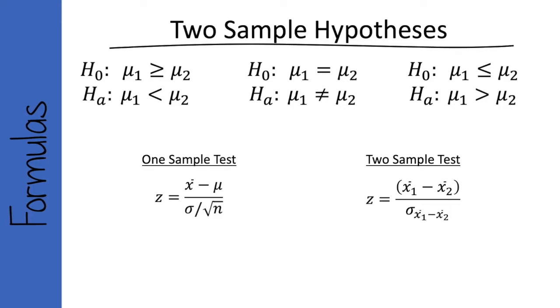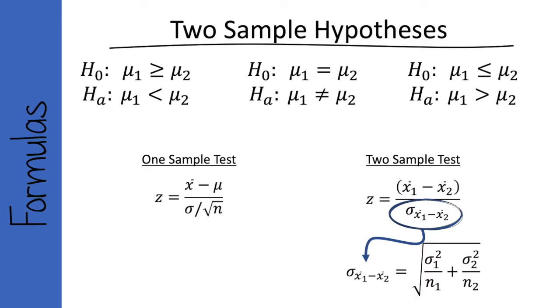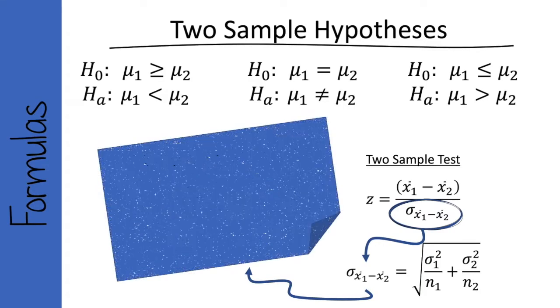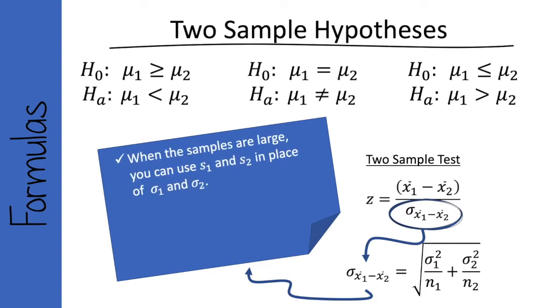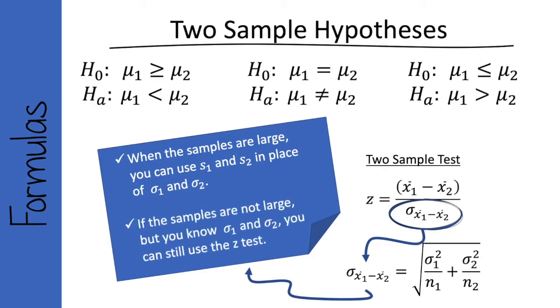The denominator of the one-sample test is sigma divided by the square root of n. The denominator of the two-sample test, yeesh, what does that mean? We actually need another formula to figure out the denominator, and it looks like this. Basically, this formula is sort of a combination of the two population standard deviations. Couple things to note. When the samples are large, you can use the sample standard deviations in place of the population standard deviations. If the samples are not large, but you still know the population standard deviations, you can still use the z-test. And that should sound similar to confidence intervals and one sample hypothesis testing.